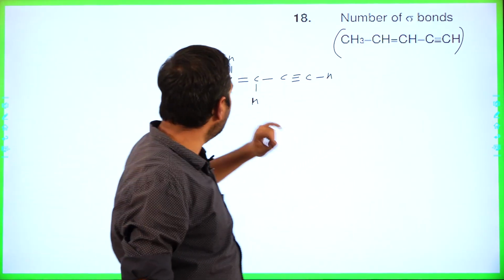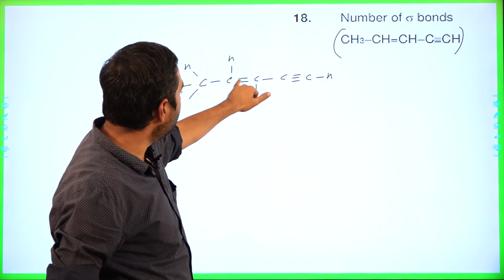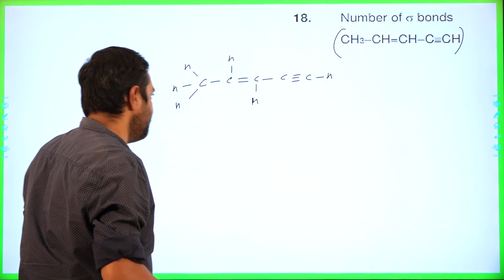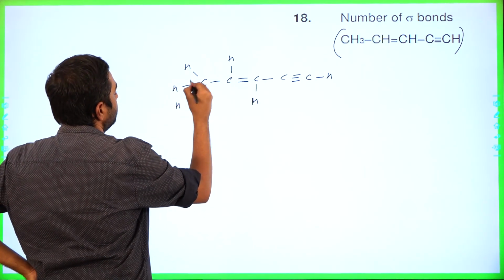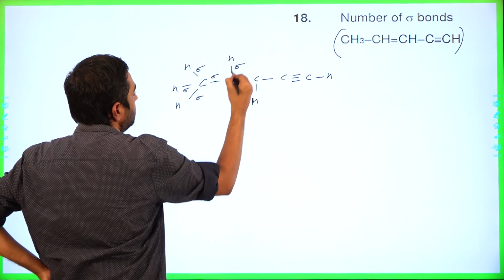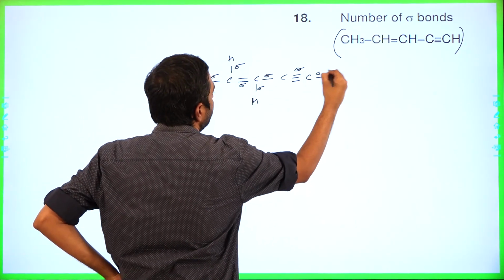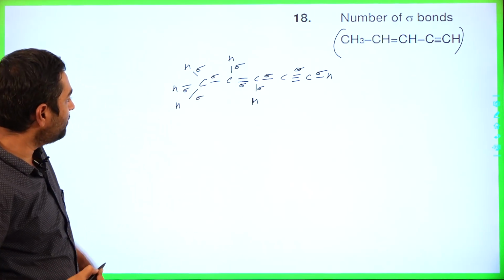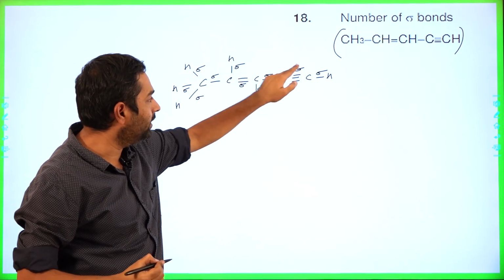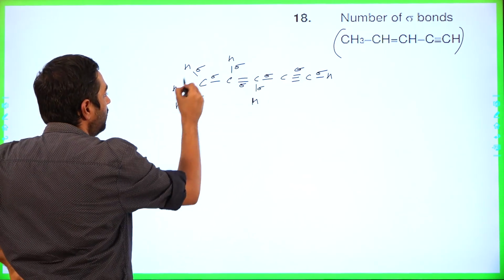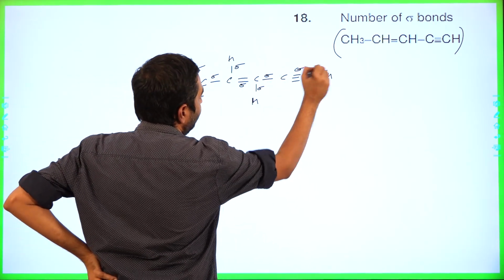1, 2, 3, 4, 5 carbons. I am going to be having a triple bond on this corner and then a double bond over here, conjugated. Then we are having a CH3. Beautiful. So let's start counting the number of sigma bonds here. Sigma, sigma, sigma, sigma, sigma, sigma, sigma, sigma. One more sigma here and one more sigma here. So how many sigma bonds are present here? 1, 2, 3, 4, 5, 6, 7, 8, 9 and 10. Let me just check it again once. 1, 2, 3, 4, 5, 6, 7, 8, 9 and 10.